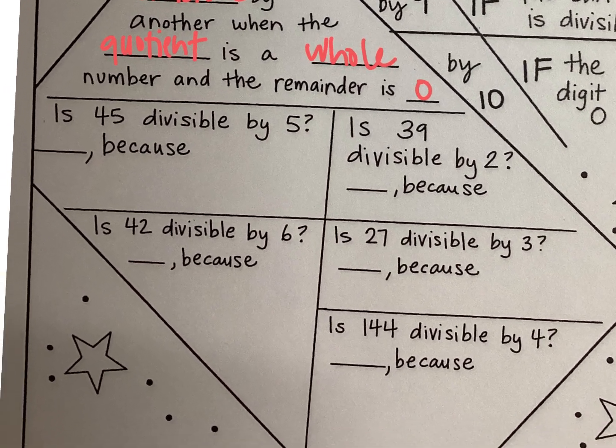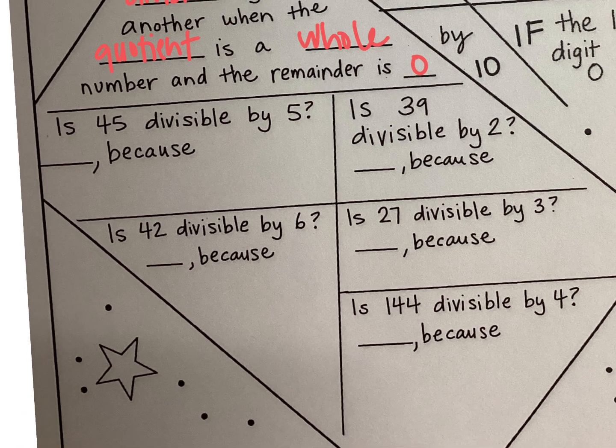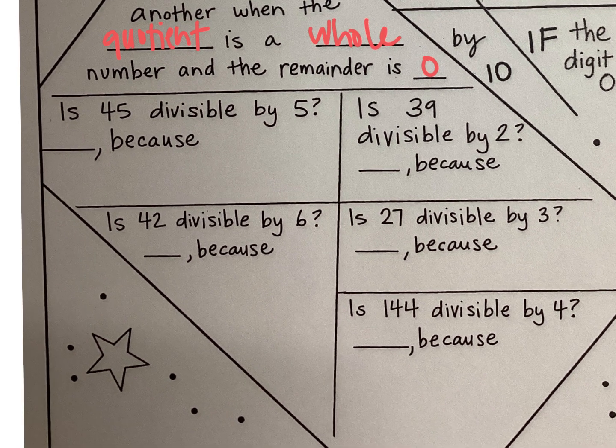Okay? Now, looking at my examples down here, I'm going to zoom in a little bit so that we can see a little better on the board. Is 45 divisible by 5? Yes. Why? Thank you for raising your hand, Avery. The last digit ends in 5.